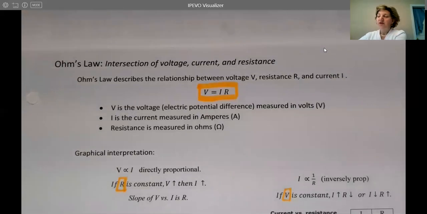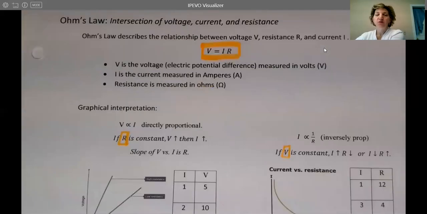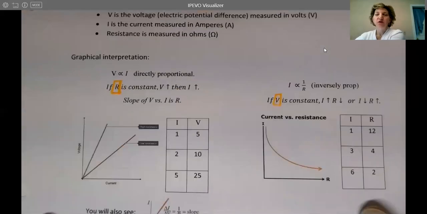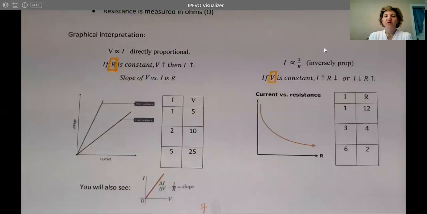We can have a graphical interpretation as we work through these equations, and what would we notice? We would notice that if you keep R constant, if you lock R up, V is obviously proportional to I. As V increases, then I increases. And if you went to graph that after doing an experiment, you would see that as the voltage was increased, current went up as well.